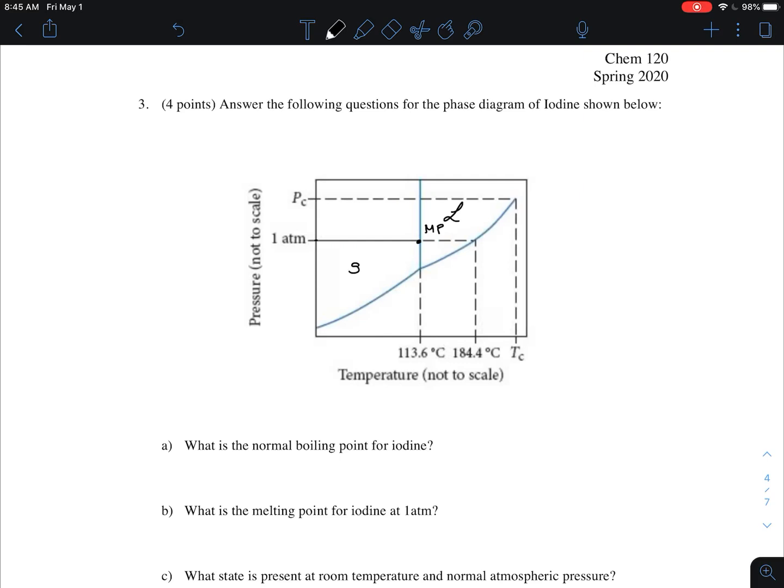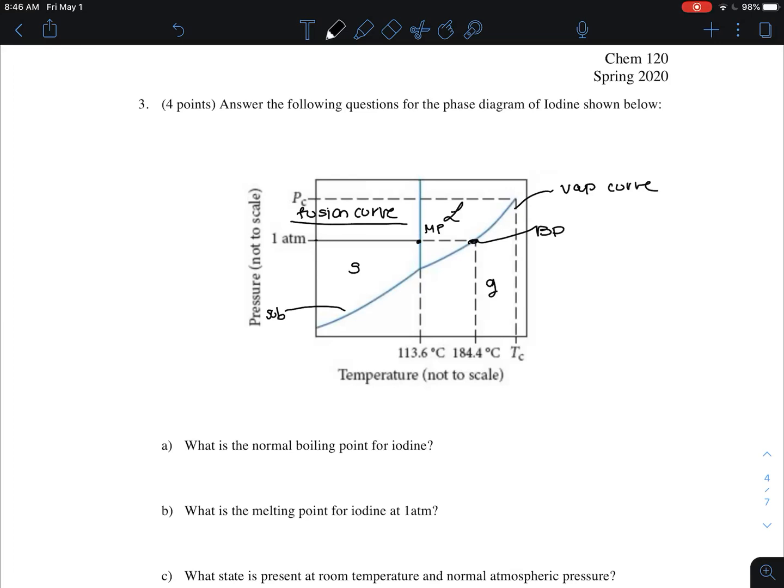113.6 is my melting point. So that means that this is my solid and this is my liquid. And this would be my fusion curve because it's in between the solid and the liquid. Then I have 184.4 with 1 atmosphere, so this is my boiling point, which makes this my gas and this my sublimation curve.